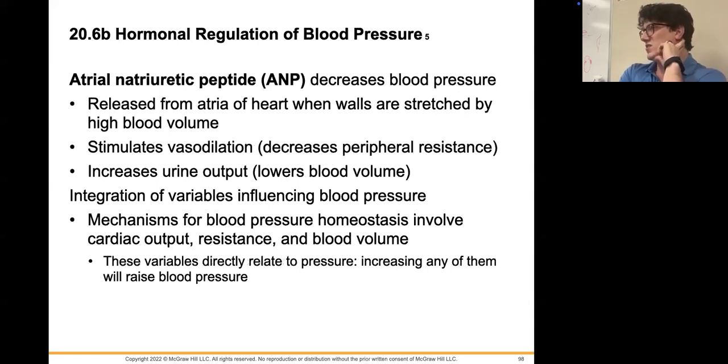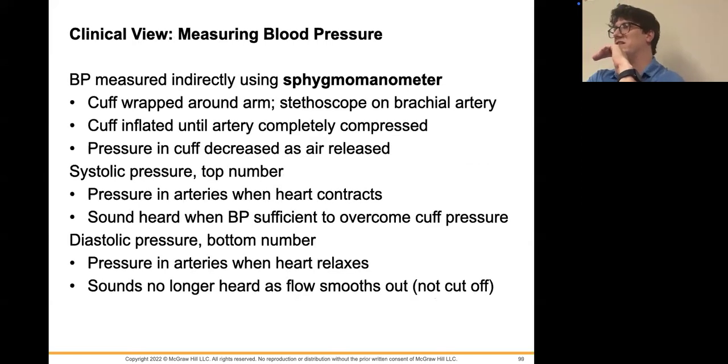natriuretic peptide. So the atria of the heart can tell when the heart is getting too much pressure. So there's too much blood being moved through the heart. So it's like, hey, blood volume is too high because we're getting too much stretch in the atria of the heart. So because of that, they will start to release some of this hormone so that we can decrease that. These are going to cause vasodilation, which decreases resistance and thus decreases blood pressure. Increase urine output, which lowers blood volume, which by extension lowers blood pressure. Okay, so you should be seeing a bit of a theme.